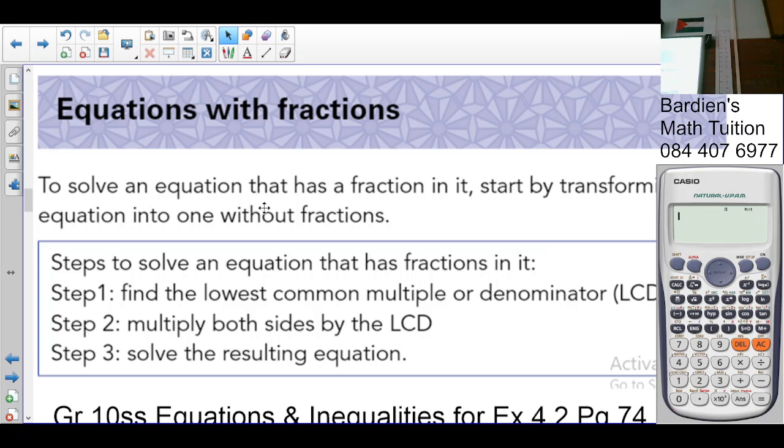Step 1, find the lowest common multiple or denominator, LCD or LCM. Step 2, multiply both sides by the LCD. Step 3, solve the resulting equation. Okay, so write those 4 steps down quickly. I'm going to pause the video at this point.